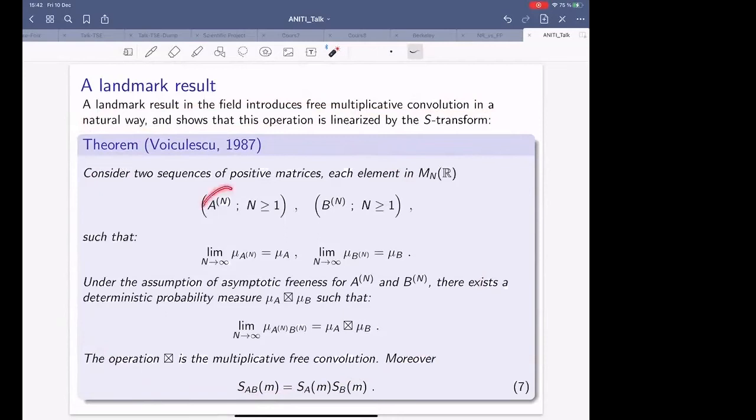So I pick two matrices, two sequences, such that the spectral measures converge to something. Basically, pick very large matrices whose histogram of eigenvalues looks like something, say a Gaussian and a Gaussian. And there's a technical hypothesis here, called asymptotic freeness, which says that basically the eigenvectors of A and B are completely independent and chaotic.